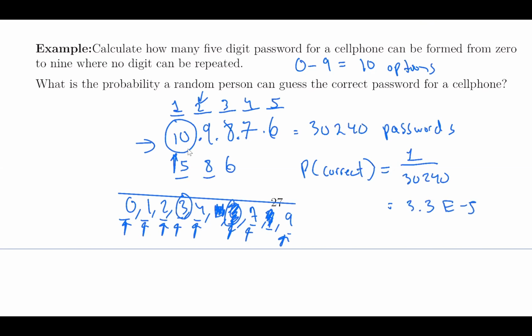But remember, the e to the negative 5 means you take the decimal place and move 5 spaces to the left. Then you get 3.3, and you go 1, 2, 3, 4, 5, then 0, 0, 0, 0. And that's it for that last problem. Any questions on that last problem?